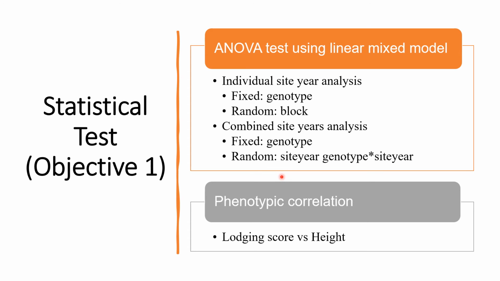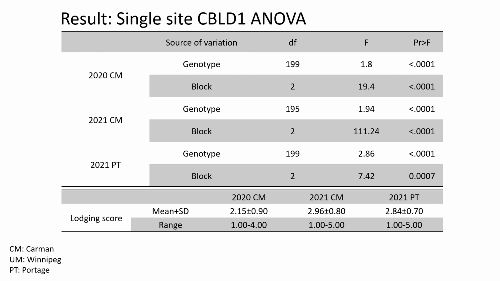And from what we know, shorter plants tend to be more lodging resistant. A phenotypic correlation between lodging score and height was also conducted. The ANOVA table for single site-year analysis for CBLD1, also known as lodging population number 1, shows a significant genotype and block effect for all three locations. The mean lodging score for 2020 CM is 2.15, for 2021 CM 2.96, and for 2021 PT 2.84.